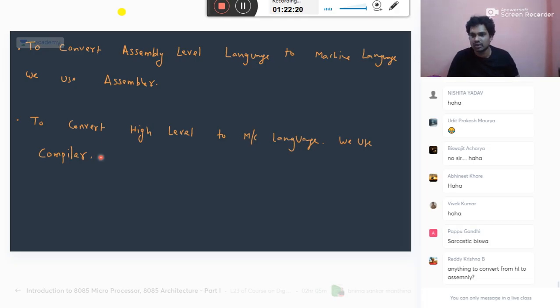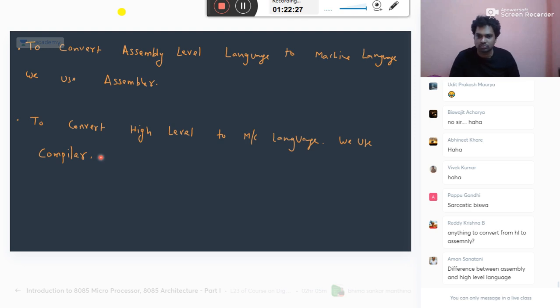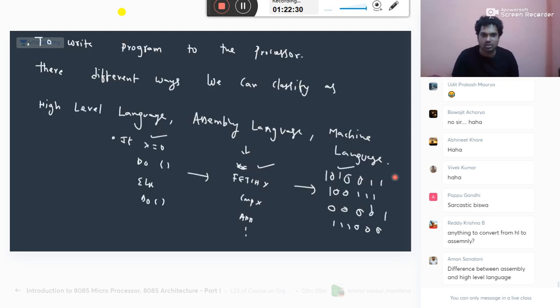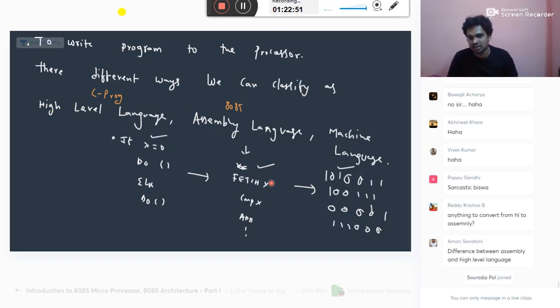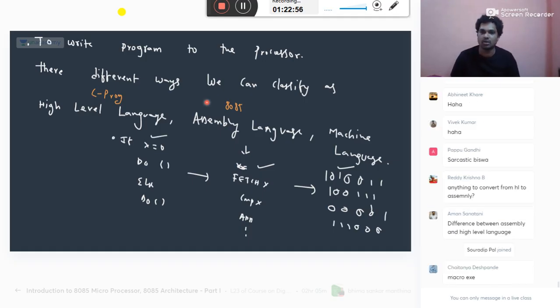There is no need for that. Yes, there is a difference. Your C program is an example of high level language. Your 8085 processor program, whatever you are writing, is an example of assembly level language. Your Java, C++, whatever there are, these are examples of high level language. Got it?